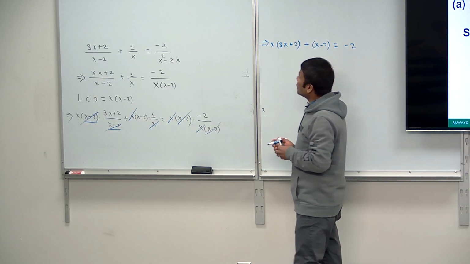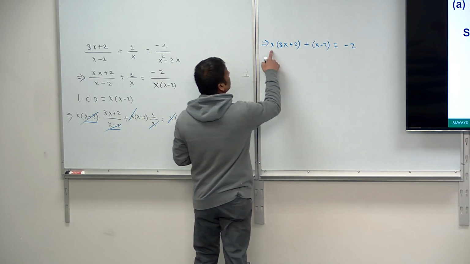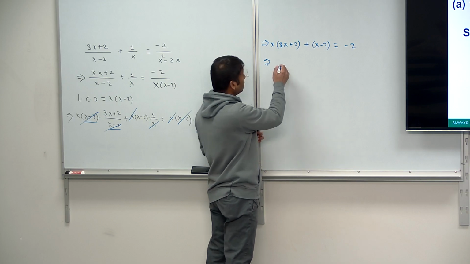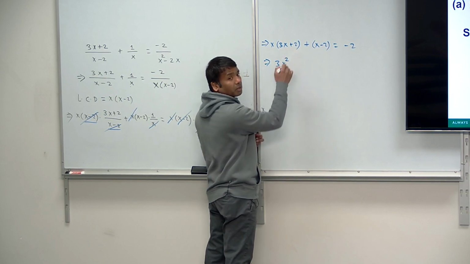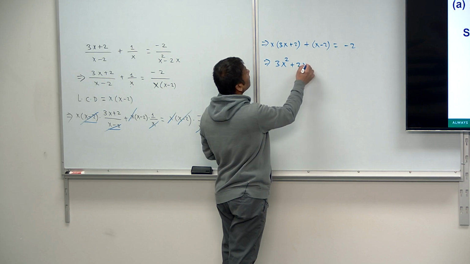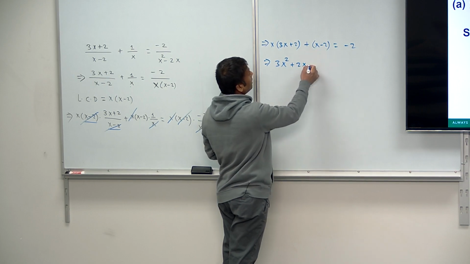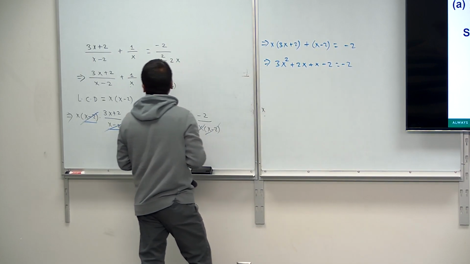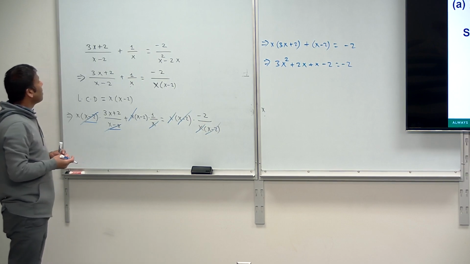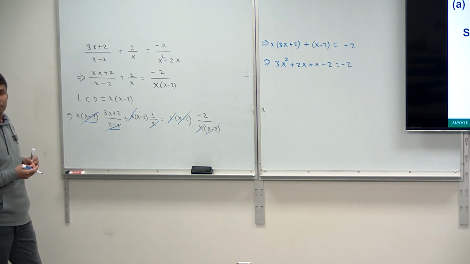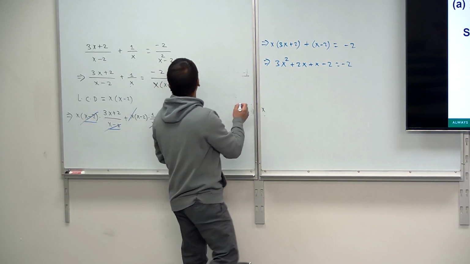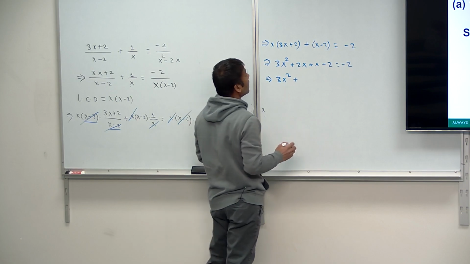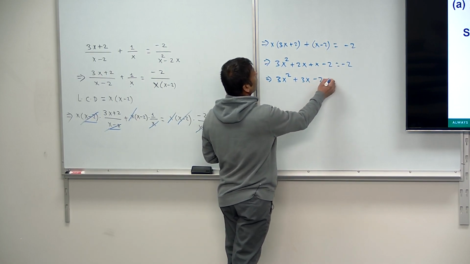Okay. So now you distribute this x. What is x times 3x? 3x squared. What is x times 2? 2x. And this is positive, so positive times x is positive x. This is negative 2 equal to negative 2. Make sense? Now this is going to be 3x squared plus, you combine 2x and x, so this is 3x, minus 2 equal to negative 2.